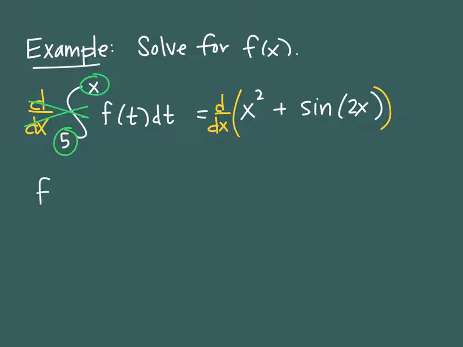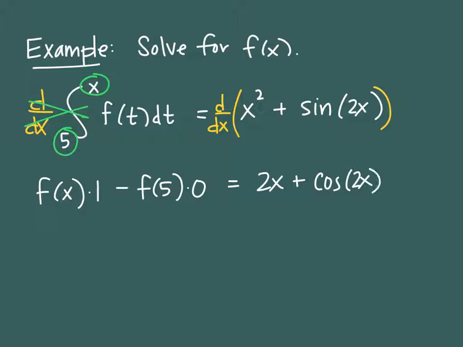So I will be left with f with the bound of x plugged in times the chain rule of 1, minus f with the bound of 5 plugged in times the chain rule of 0. On the right side, I just use regular derivative rules. So the derivative of x squared is 2x. The derivative of sine is cosine. And the chain rule on 2x is 2.